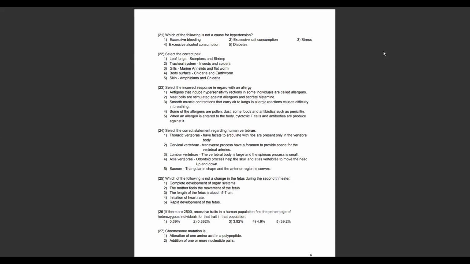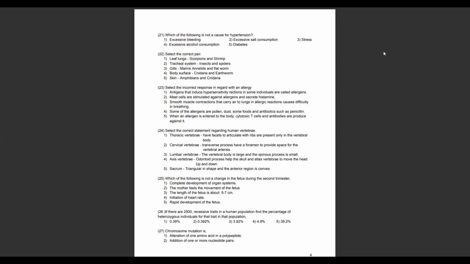Right. Now look at the question. Which of the following is not a change in the fetus during the second trimester? Complete development of organ system, correct. Mother feels the movement of the fetus, correct. The length of the fetus is about 5 to 7 centimeters. No, it is 30 centimeters. Initiation of heart rate, yes. Rapid development of the fetus, correct. Question number 26, there is a printing mistake. So, all get marks.